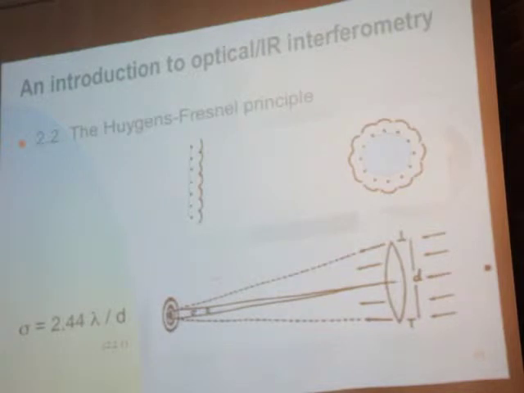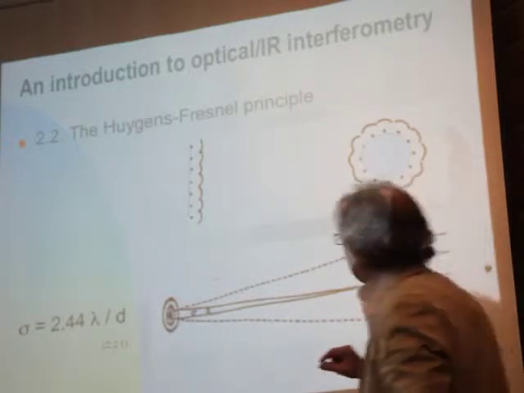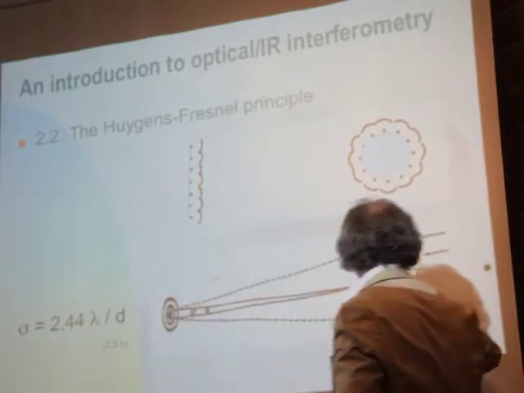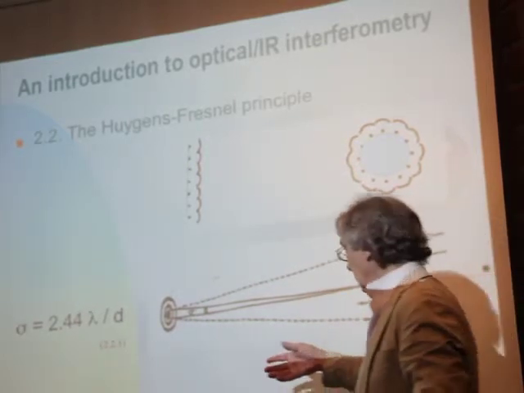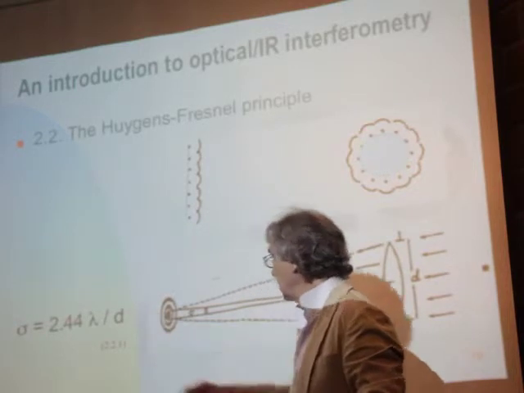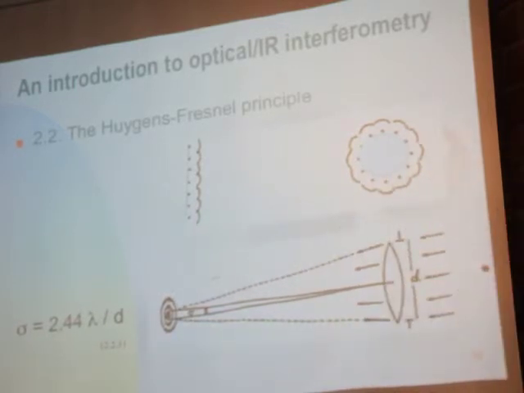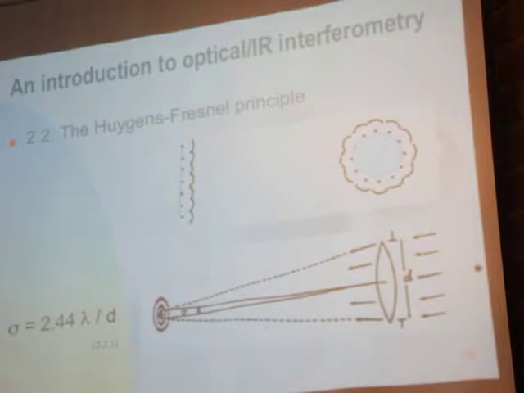So this is just a reminder that the angular diameter of the Airy disk, from the center of the lens, is limited by this quantity, 2.44 lambda over D. So something related to the mirror and not to the star that you're observing.